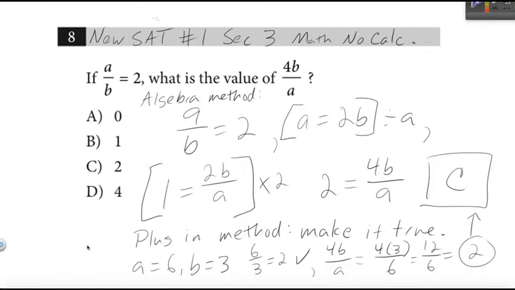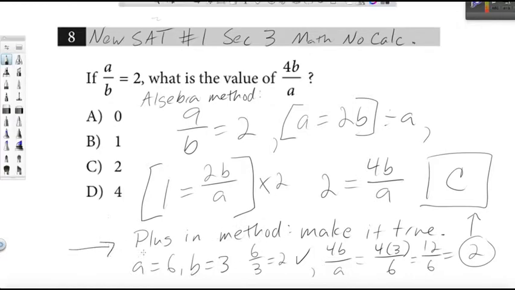I would say for this one, I would probably recommend the plug-in method. But, you know, use your own judgment. If you're super good at algebra, maybe you want to do it the algebraic way. One thing I would suggest is that even if you do prefer one method over the other, you might want to use the second method to double check.